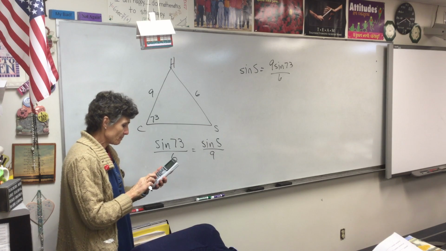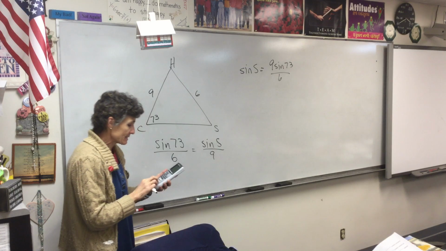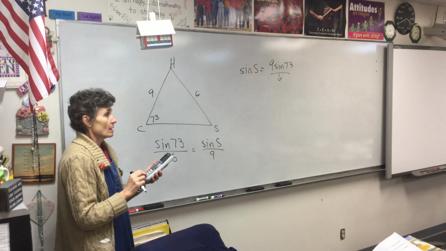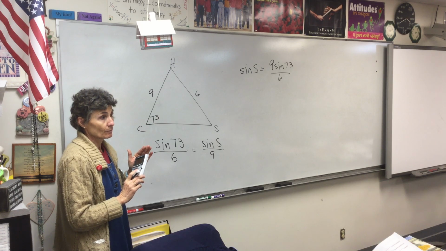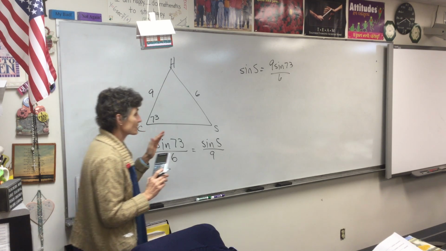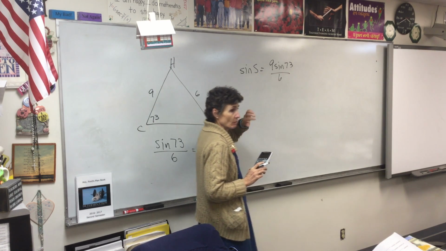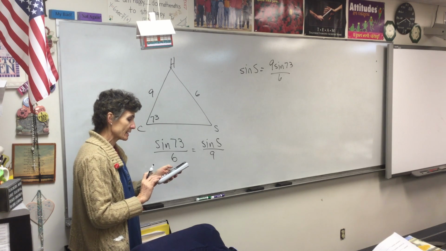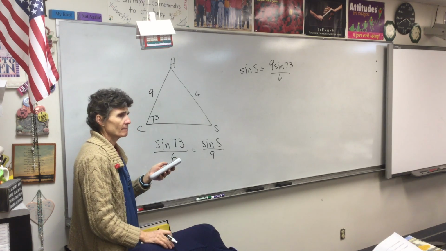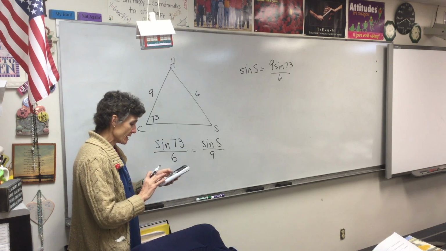Now, when I type this in, 9 sine 73 divided by 6, I get a decimal, right? The decimal is not the answer. How do I actually find the angle? Second sine it. Yes, indeed. So I second sine. Oh my. What happened? I got an error.